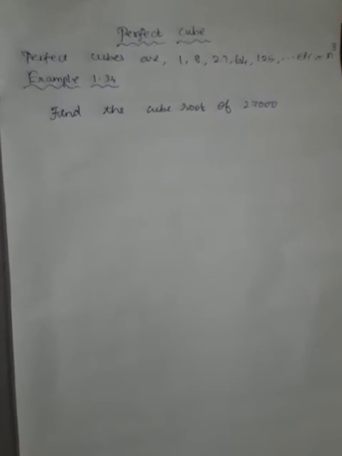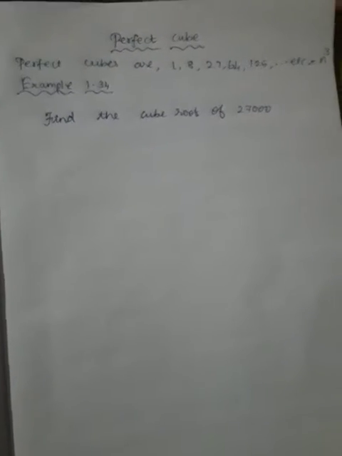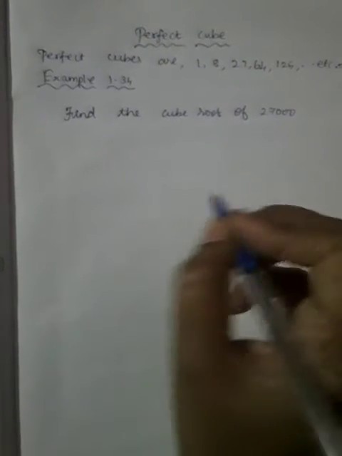Similarly, we are going to do the perfect cube. First of all, you should find out the cube root of the given number. Then we can easily say whether it is a perfect cube or not. One example we can take: find the cube root of 27,000.